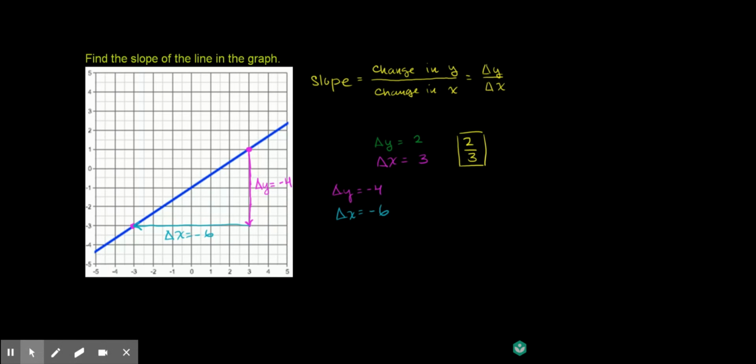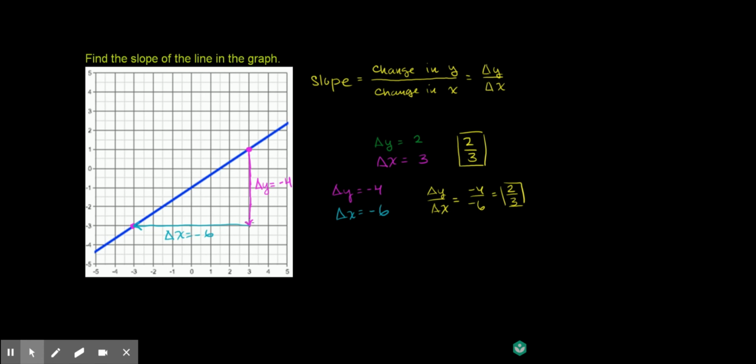So what is my change in y over change in x? My change in y over change in x is equal to -4 over -6. The negatives cancel out, and what's 4 over 6? Well, that's just 2 over 3. So it's the same value, you just have to be consistent.